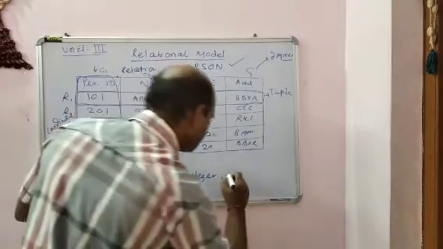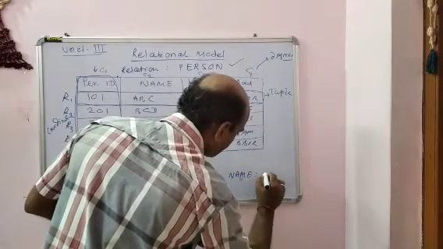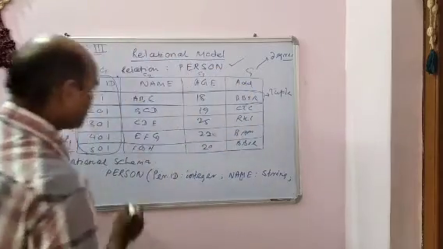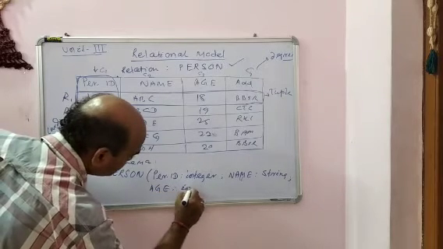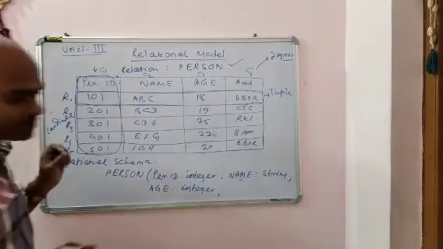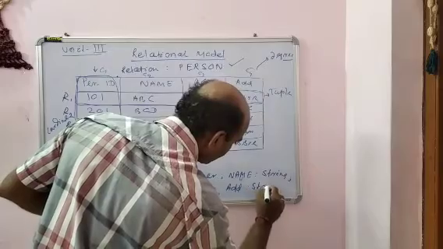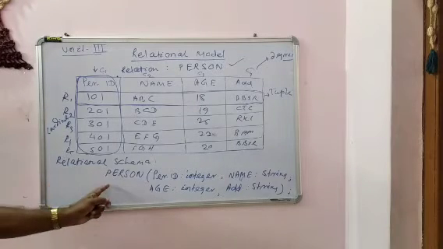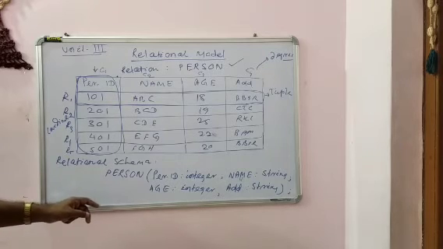Then name. This is string. Another attribute is age, and this is also integer. And the address, I have written here address, that is a string of characters. This is the relational schema of the relation person.